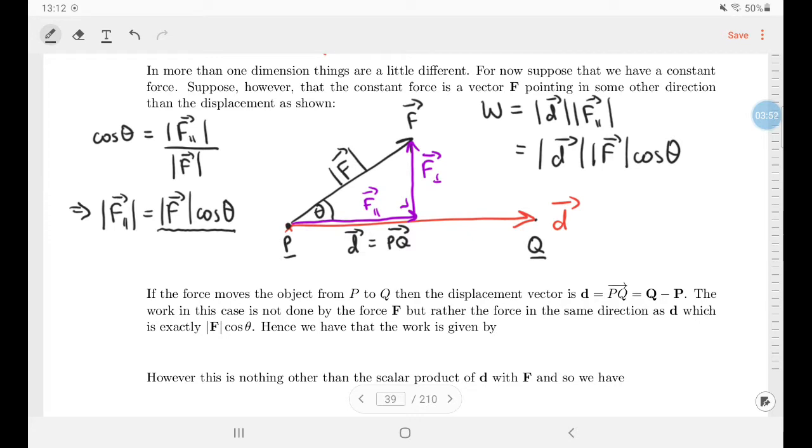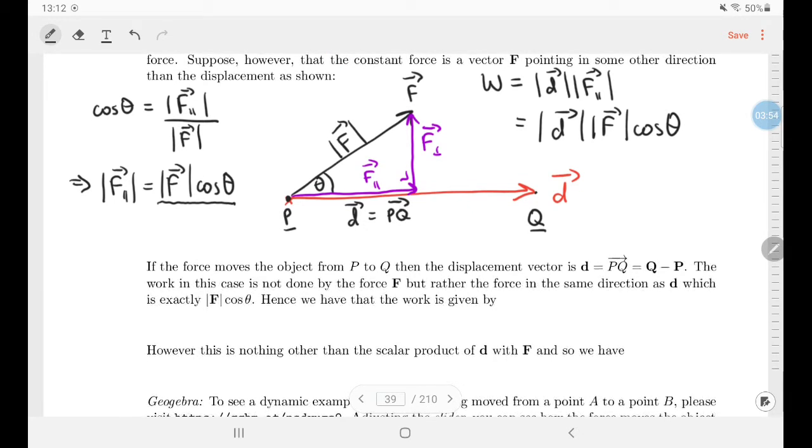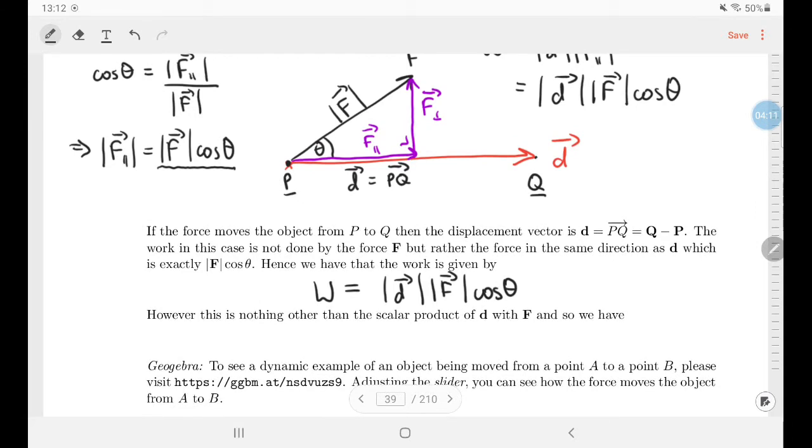So we'll write that here. We showed that the work done by a force is the magnitude of the displacement that the force puts the object through, times the magnitude of the force, times the cos of the angle in between. But as I said, we've seen this before. This is the dot or scalar product of the displacement with the force vector. So work is equal to the displacement vector dot, or scalar product, the force vector.